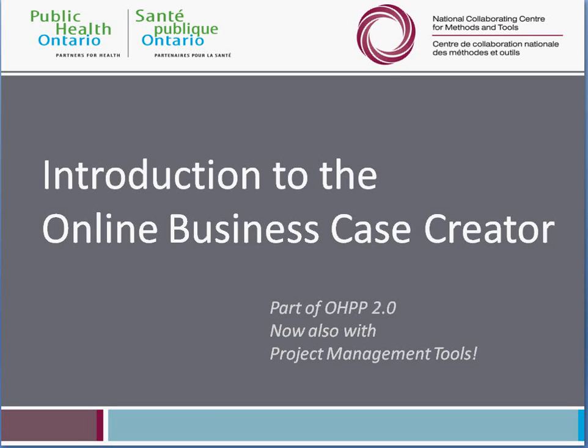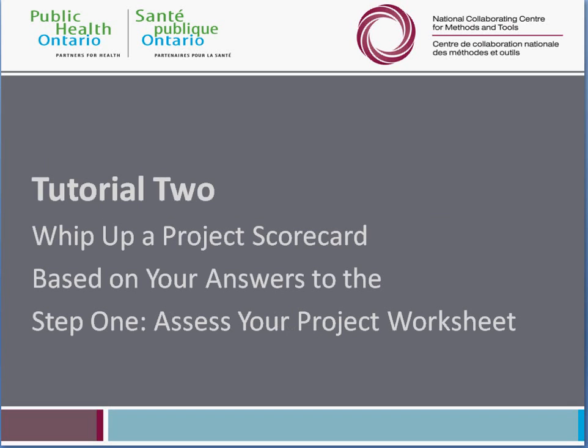The new Online Business Case Creator, also called the OBCC, is a tool that will guide you through a three-step process to analyze your project and help you make your best recommendations about whether a project should move forward. In the first tutorial, I showed you how to use the OBCC to assess your project. In this tutorial, the second in the series, I will demonstrate how to quickly create and print one of three possible scorecards summarizing your answers to the OBCC Worksheet 1, Assess Your Project.